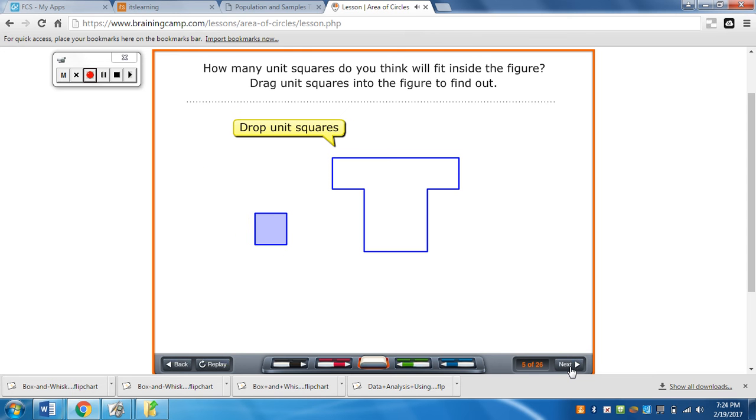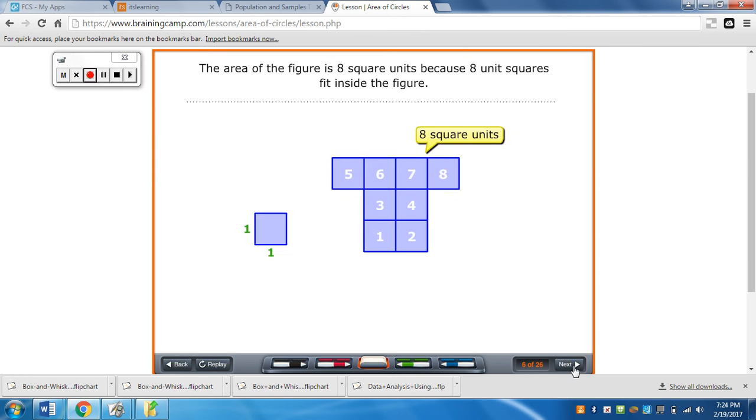How many unit squares do you think will fit inside the figure? Drag unit squares into the figure to find out. The area of the figure is 8 square units, because 8 unit squares fit inside the figure.